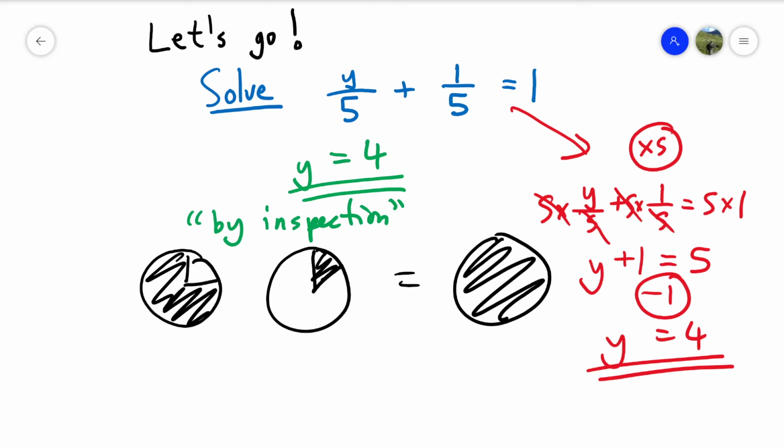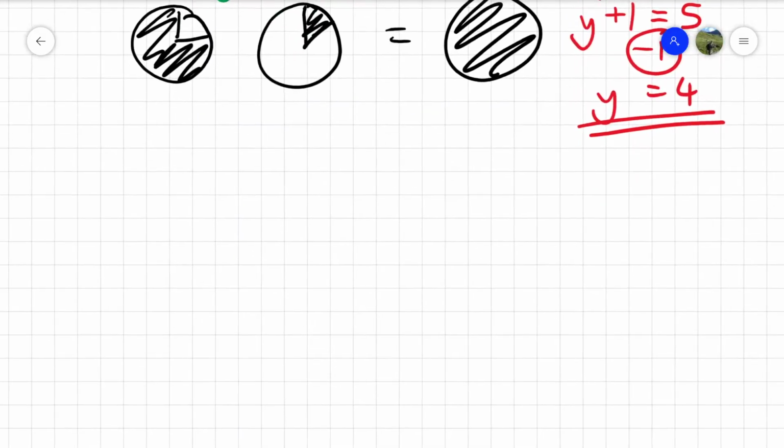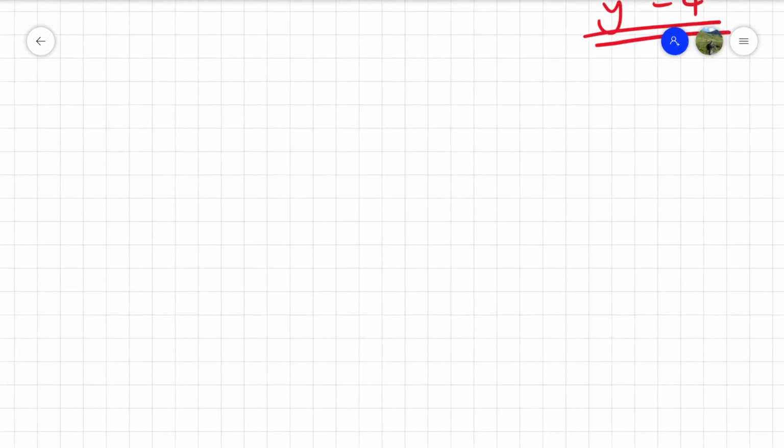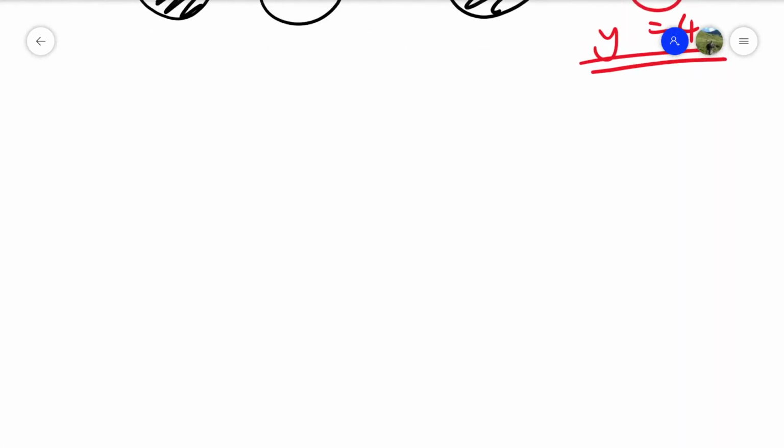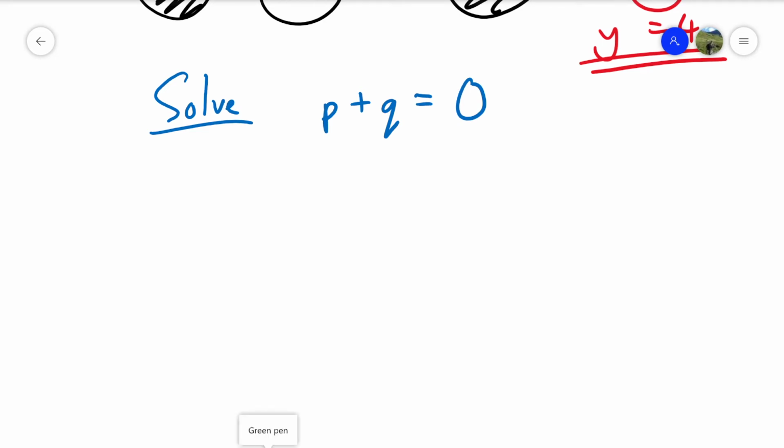Personally, myself, I would use inspection. But if I were in an exam, I'm not quite sure. I might do the algebra just to be absolutely certain of getting the marks. Depends on the context, really. Pause the video, have a go in your own time, come back to me when you're ready.